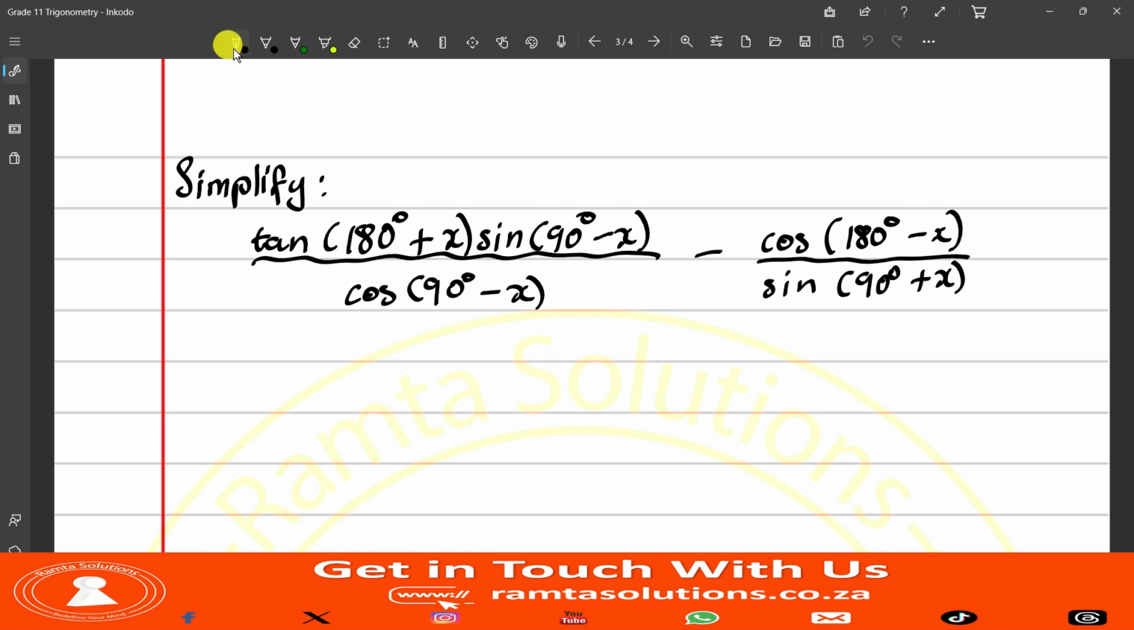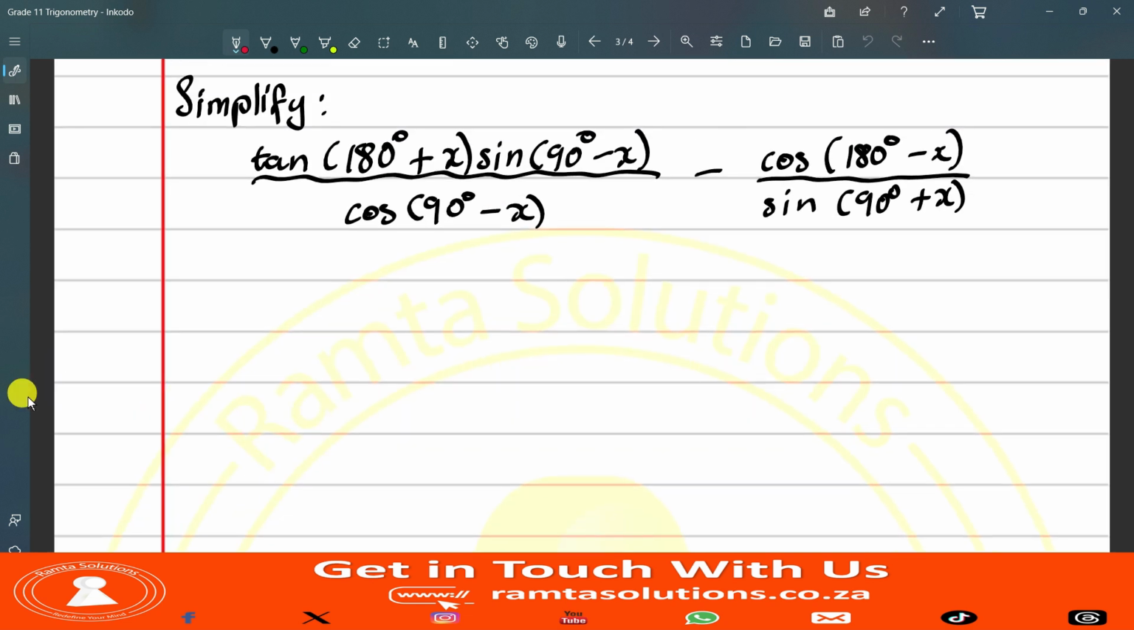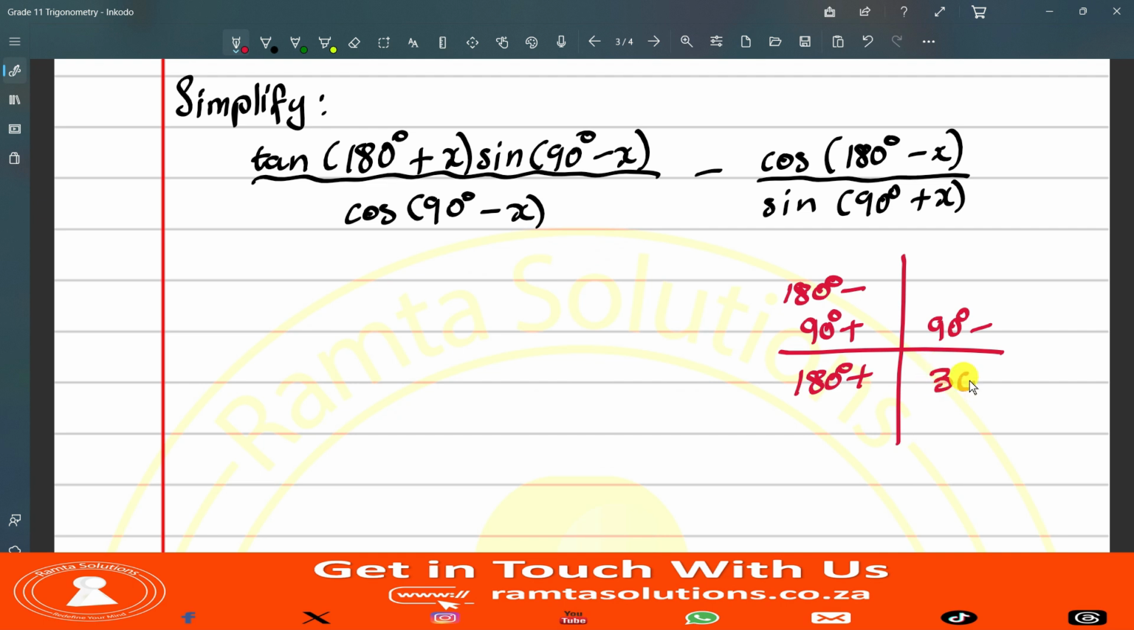So as is always the case whenever we have to use a reduction formula, I will always remind you that you must draw your CAST diagram. The first quadrant is 90 degrees minus, the second quadrant is 90 degrees plus. Remember, it's plus or minus an acute angle. The second quadrant can also be written as 180 degrees minus. The third quadrant is written as 180 degrees plus, whereas the fourth quadrant is written as 360 degrees minus, right?